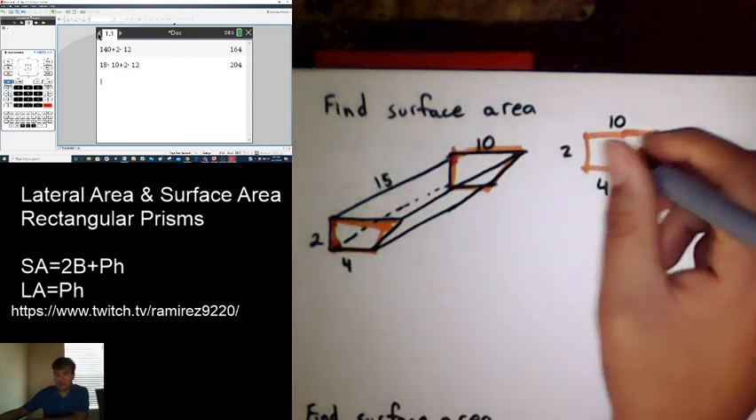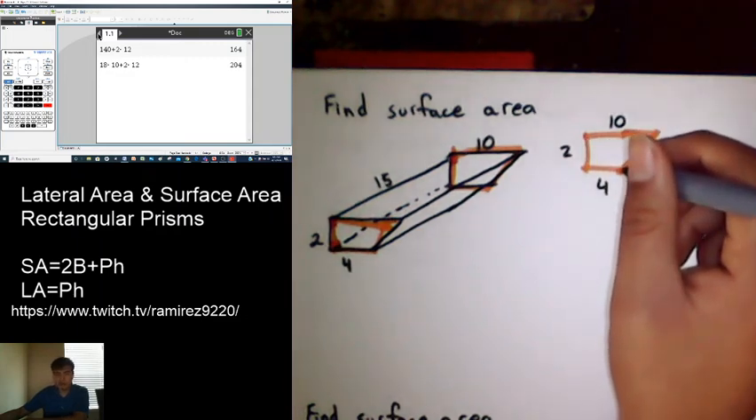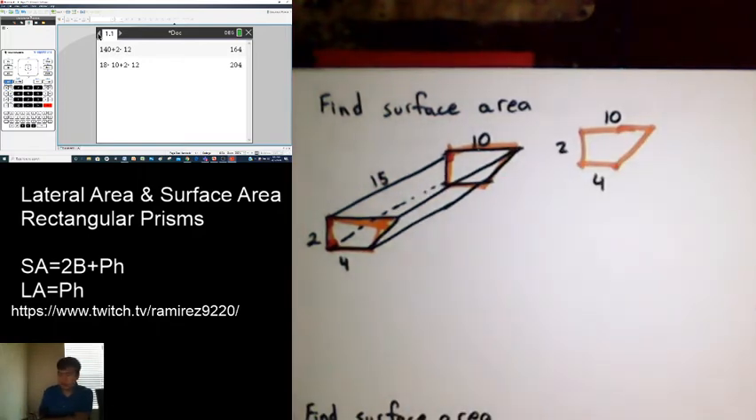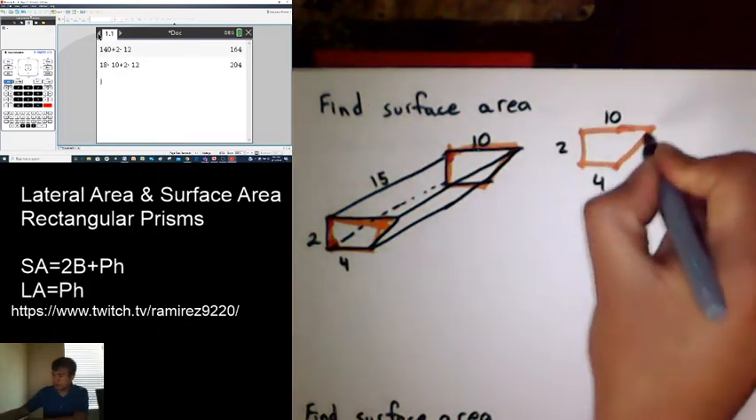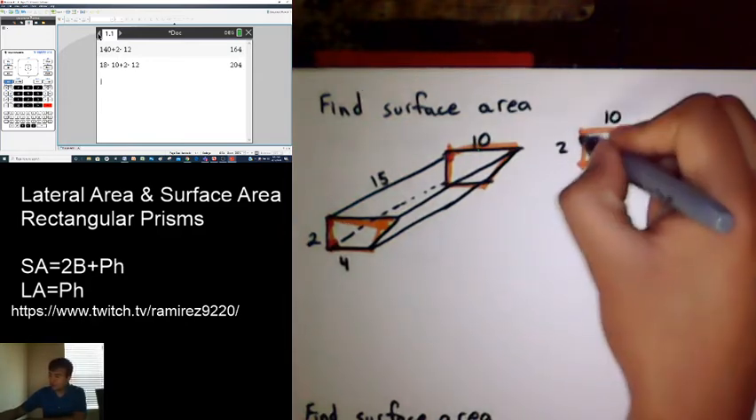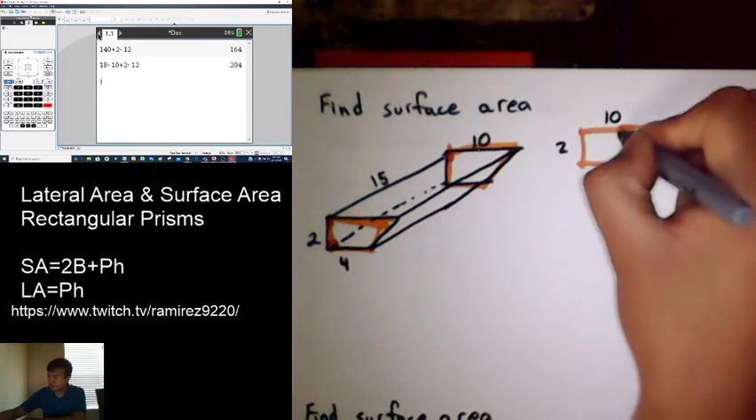We're going to have to again calculate the perimeter and the area. We have enough information to calculate the area, but we don't have enough information to calculate the perimeter, because for the perimeter, we also need to know what this side is. So we're going to go ahead and extend this line over here.